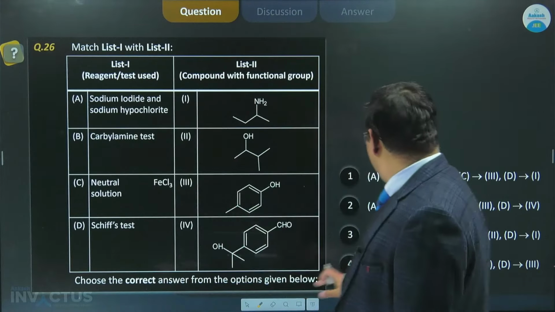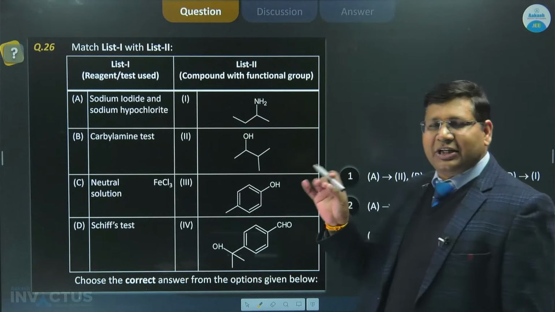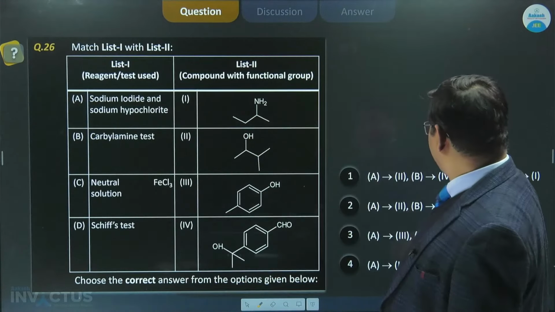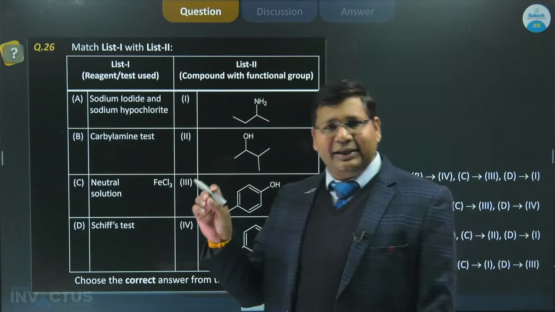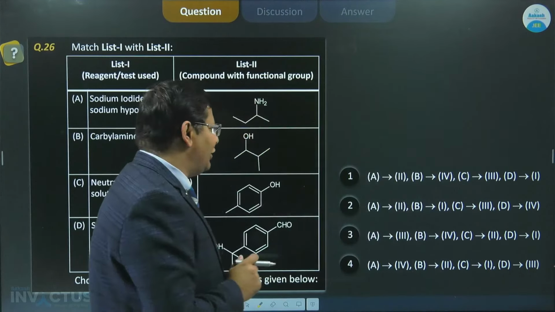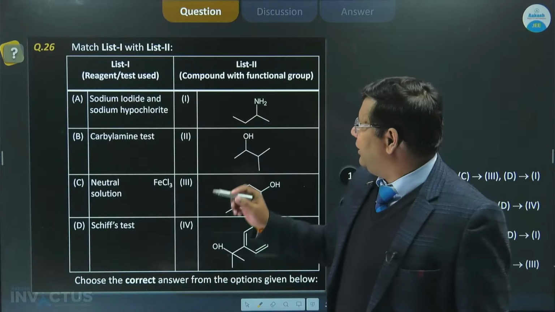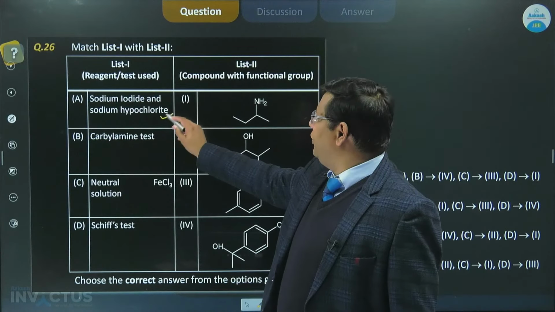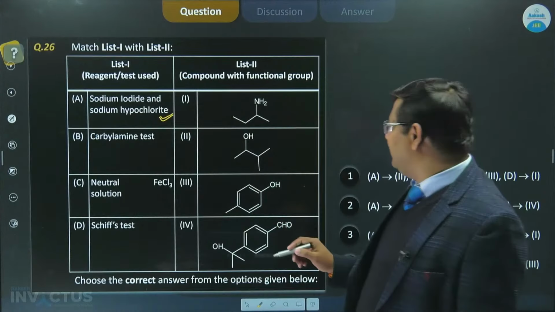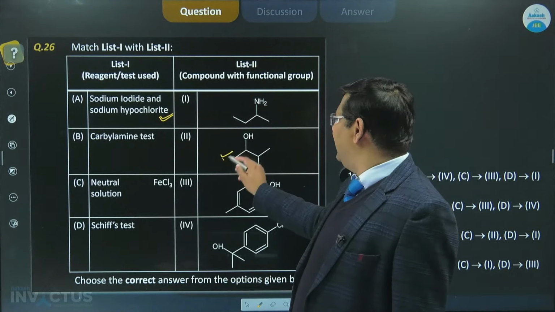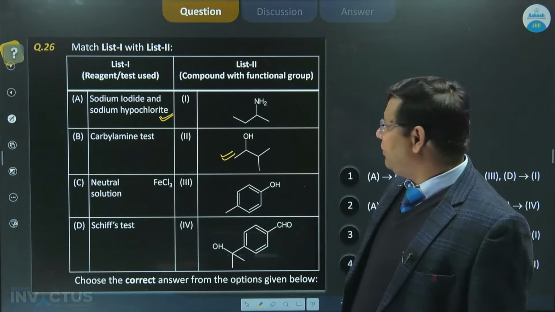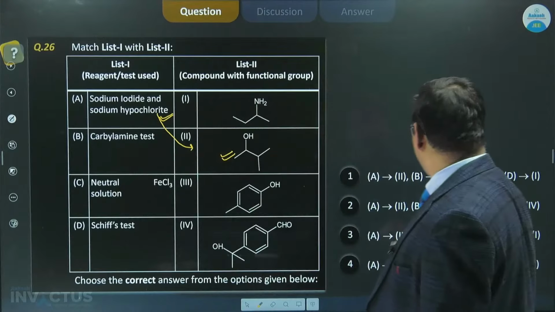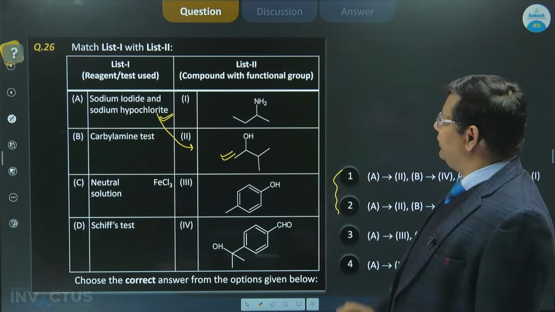Now if you go through the options, sometimes it's tricky to find your correct option. For example, many options are the same, so you try to get the accurate option in that case also, right? So let me match one by one. Sodium iodide and sodium hypochlorite, students, this is the iodoform test. The iodoform test is given by secondary alcohol or methyl ketone containing compounds, right? So A has to be 2, the correct option.